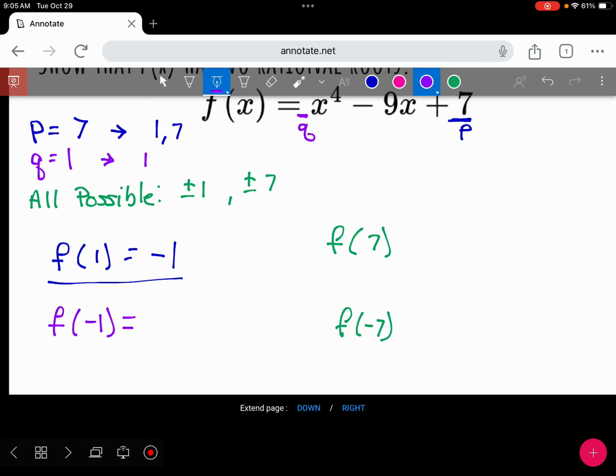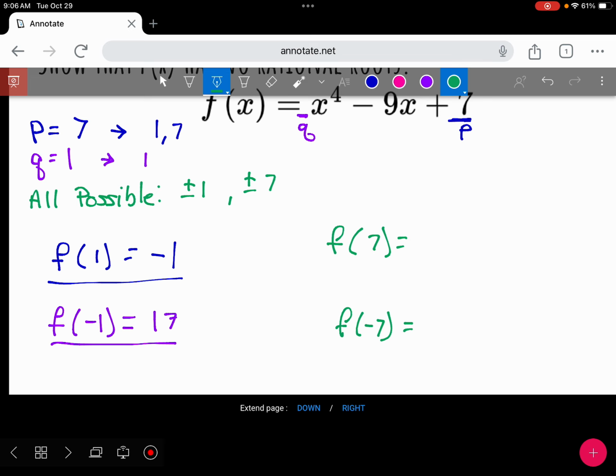Yeah. So when we do negative 1, negative 1 to the 4th is positive 1. Negative 9 times negative 1 is plus 9. So we have 1 plus 9 plus 7. We should get 17. So we know negative 1 is not a rational root. We're going to do the same thing with f of 7 and with f of negative 7 to see if either one of those is a root.